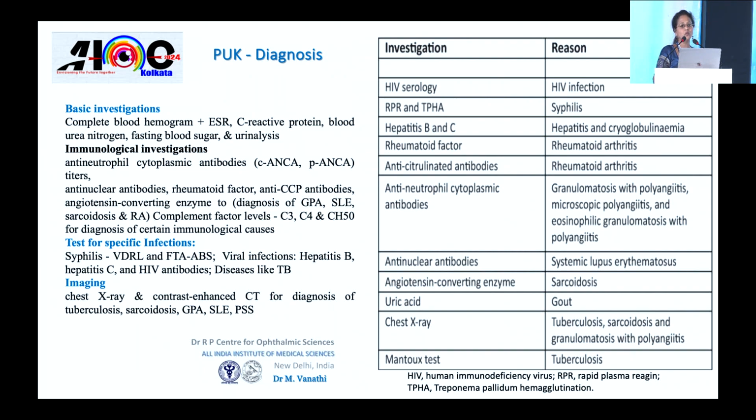A quick run through of what you need to do when you're looking at a PUK which is associated with a systemic disease. First and foremost is simple blood investigations for the patient. You would look at C-reactive protein, the nephrology investigations, immunological investigations will include cANCA, pANCA, anti-nuclear antibody titers, rheumatoid factor if you're looking at a rheumatoid-induced pathology, anti-complement factors, ACE, and specific tests for any suspected infections like syphilis, tuberculosis, sarcoidosis, and imaging pertaining to this suspected infection needs to be done.